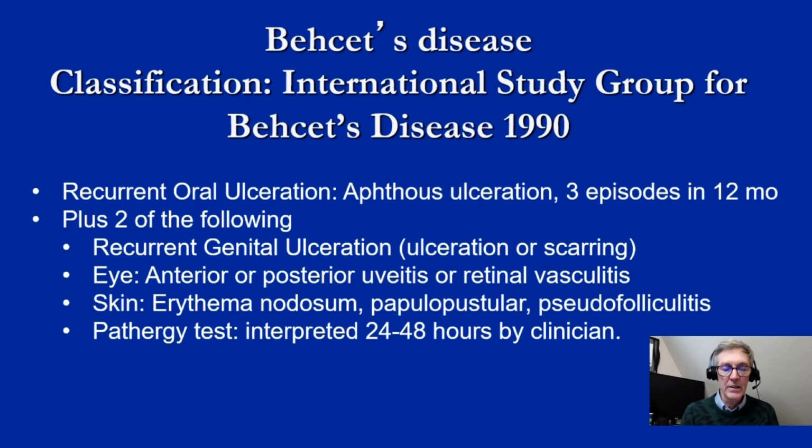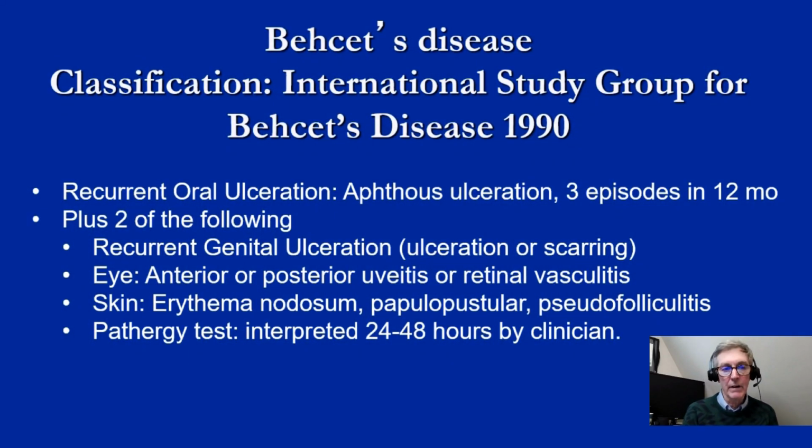The most recent classification criteria I could find is from the International Study Group, 1990. And basically what they looked at is a patient had recurrent oral ulceration, and that would be at least 3 episodes in 12 months. And they stated this could be observed by either the patient or the physician. So essentially, it can occur by history.